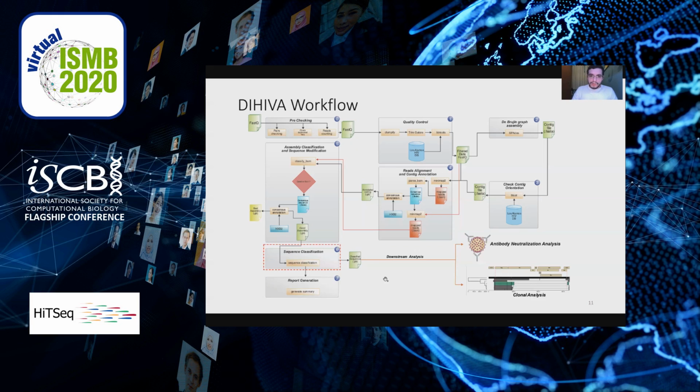The sequence can also be used for downstream analysis, such as antibody neutralization assays and clonal analysis. And the pipeline finishes its execution by generating an HTML report. All the processes are controlled by a framework constructed in Python called Snakemake.